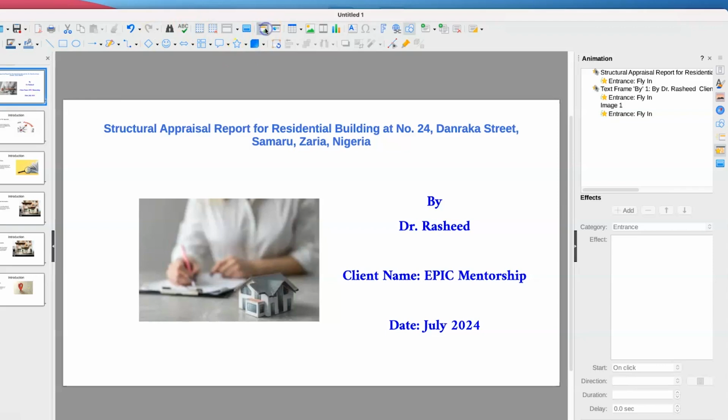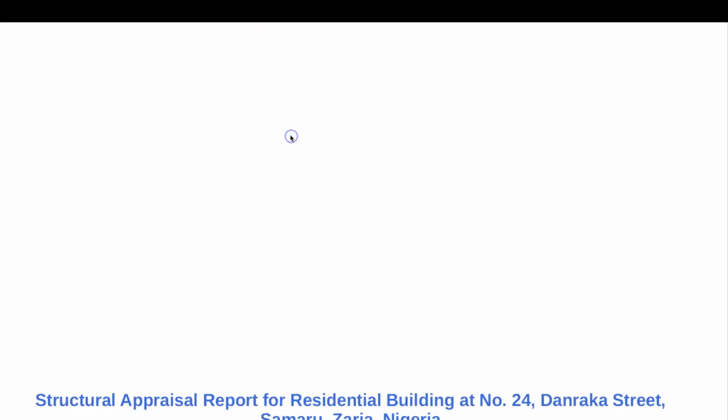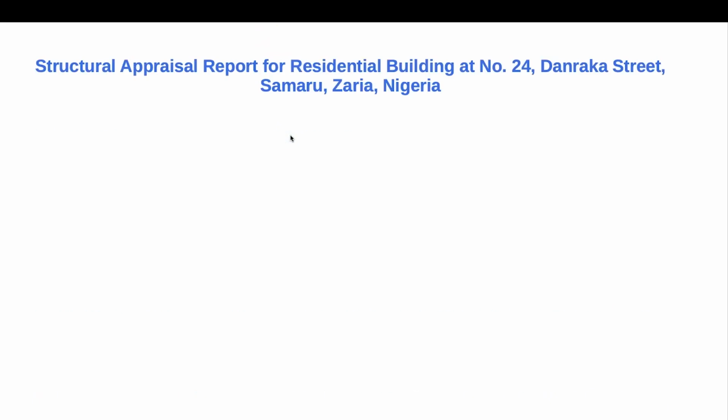So when we play from the beginning, you can see now we have a pure empty slide. Now when we click on mouse, only the title is going to come up. So we can explain that this presentation is going to be about the structural appraisal report for a residential building at number 24 Naraka Street, Samurai area, and everybody will be concentrated on the title.